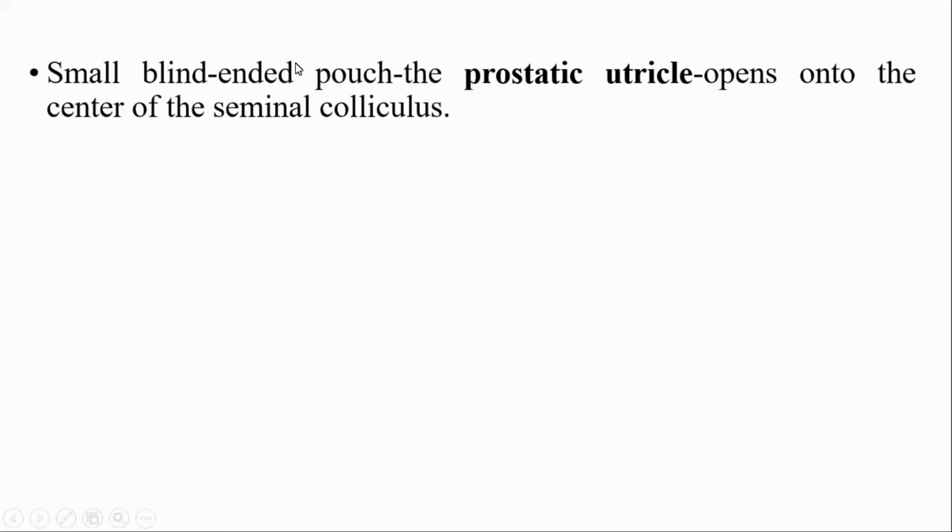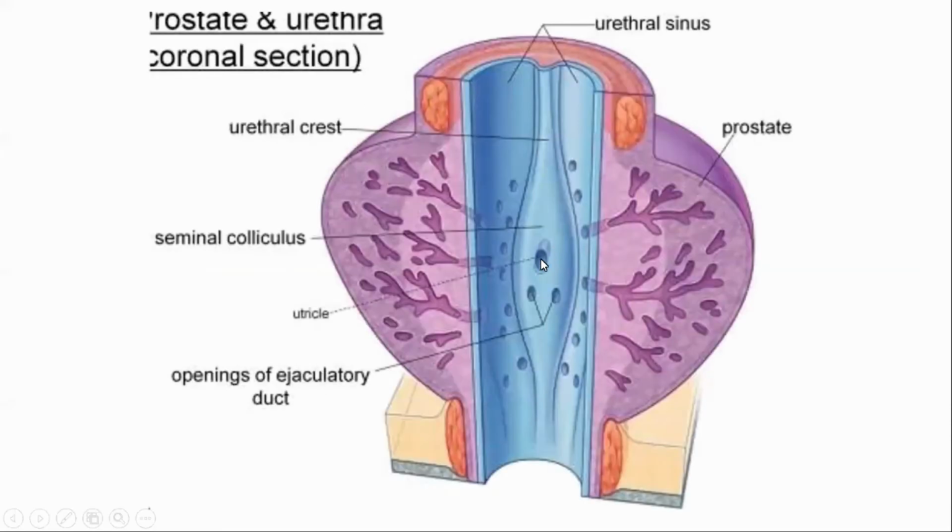Especially the small blind-ended pouch, the prostatic utricle. So the small blind-ended pouch, the prostatic utricle, opens onto the center of the seminal colliculus. So this is the prostatic utricle, which opens into the center of the seminal colliculus.